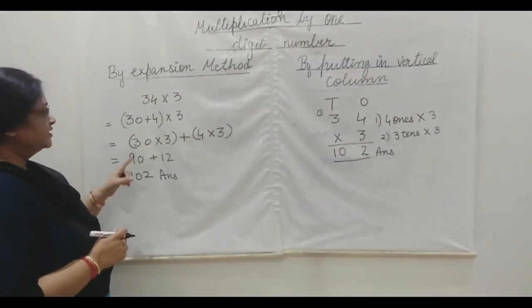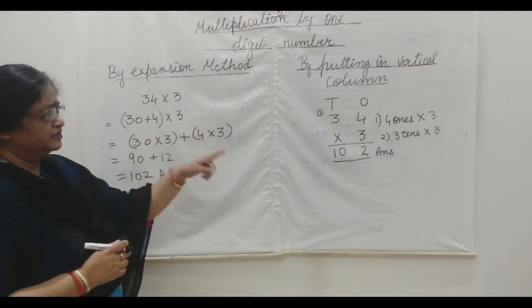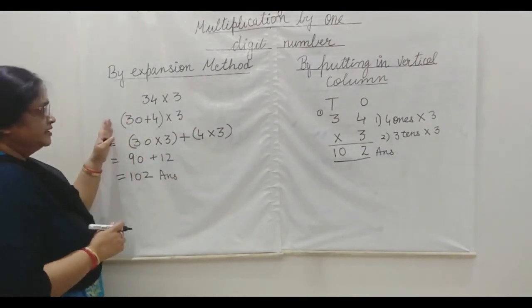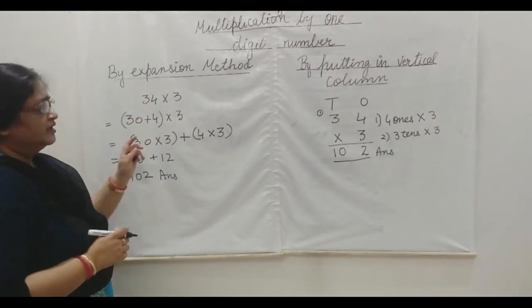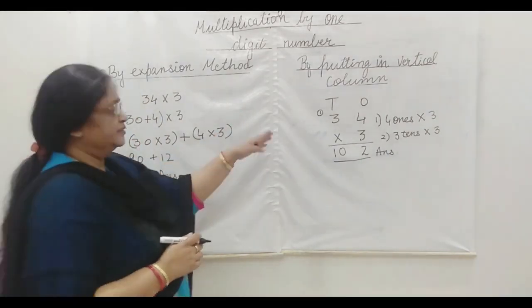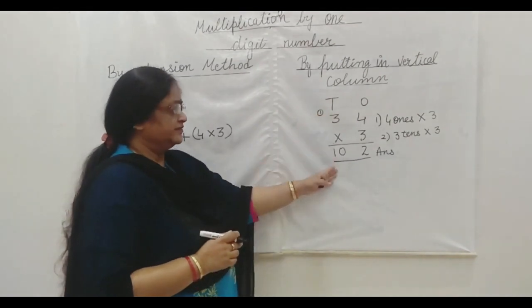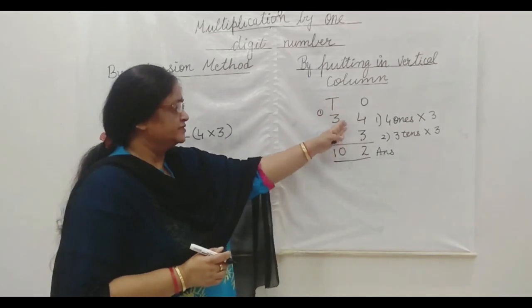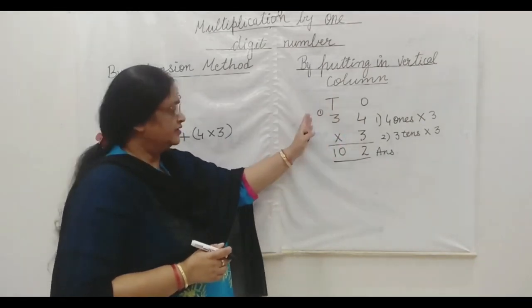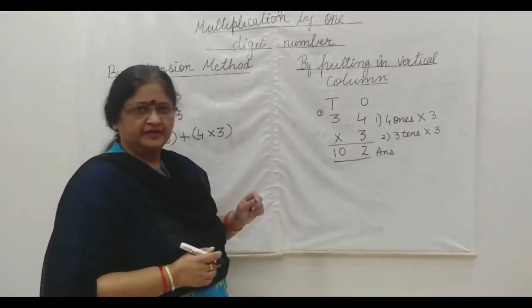So this is the method. We can do this multiplication by both methods. If you are asked to multiply with the expansion method, then you will show this type of method, children. And if we ask you to multiply directly, then you can multiply with this method by putting the digits under the columns of ones and tens or hundreds, and then you multiply.